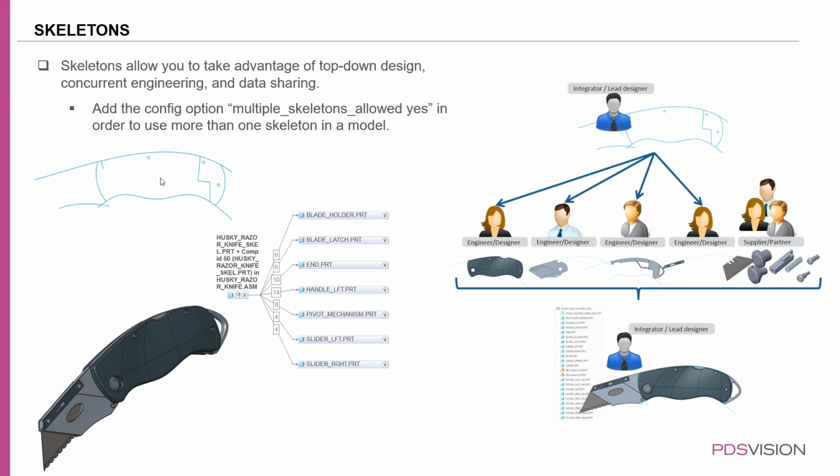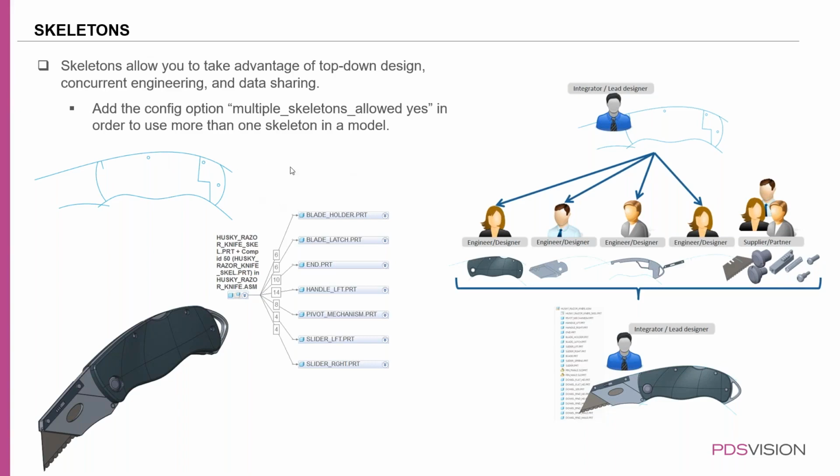And then what we'll do with that skeleton model is, as we design the different pieces of this knife, we can go through and copy this skeleton geometry, which is basically curves or surfaces, into that part and use it to guide us in designing that part.